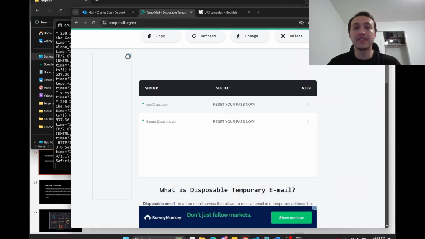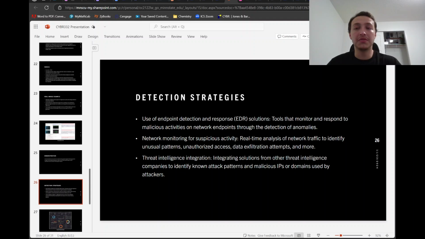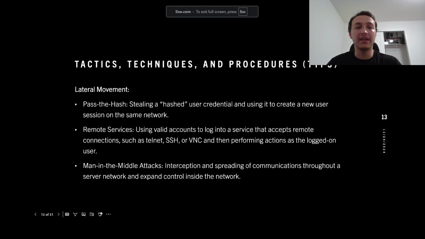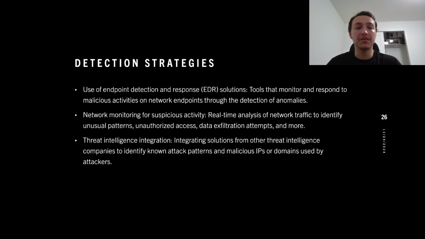And so, just to get back to the presentation, as this is a good segue into my next part, we will talk about the detection, prevention, and the mitigation steps. My apologies. Detection strategies include the use of endpoint protection and response solutions, which are tools that monitor and respond to malicious activities on network endpoints through the detection of anomalies.